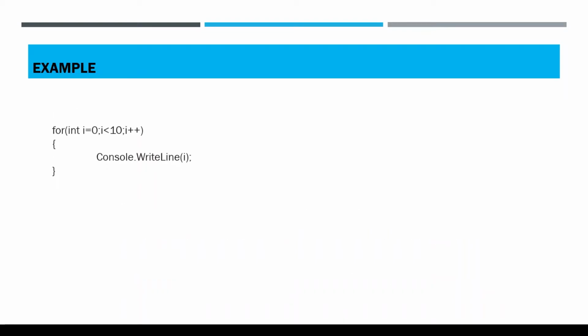Here is the example of the for loop. We initialize the I variable equal to 0. We check if the value of I is less than 10, and we increment the value of I by 1, and in the curly braces we print the value of I on the console.